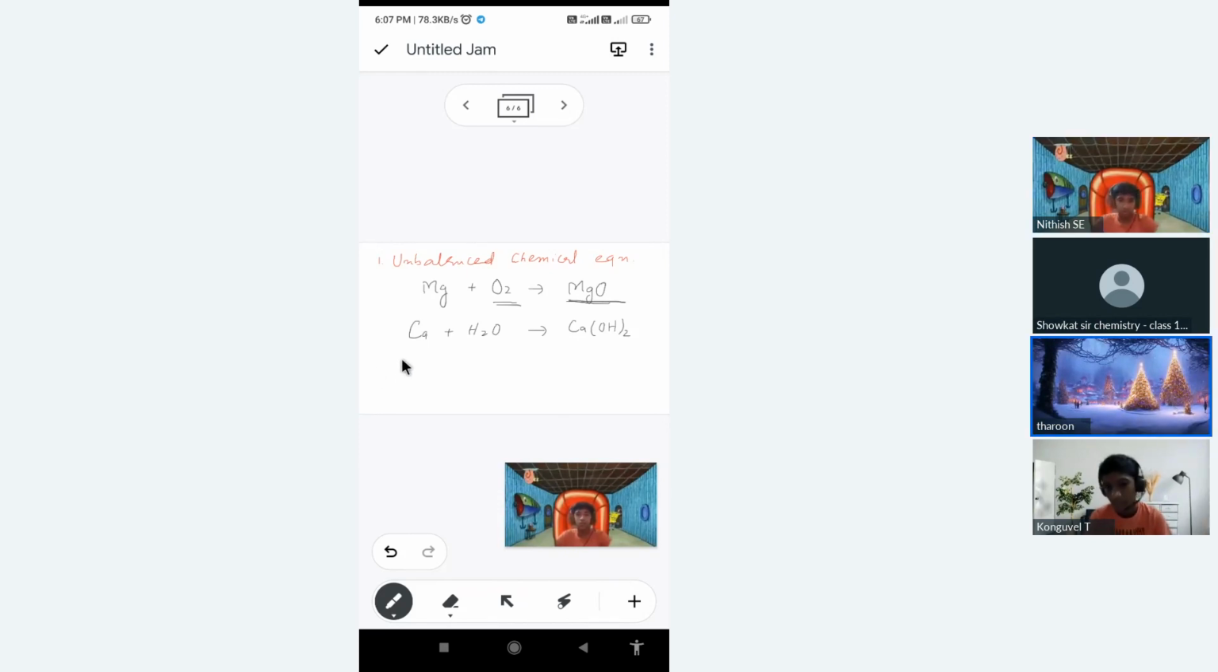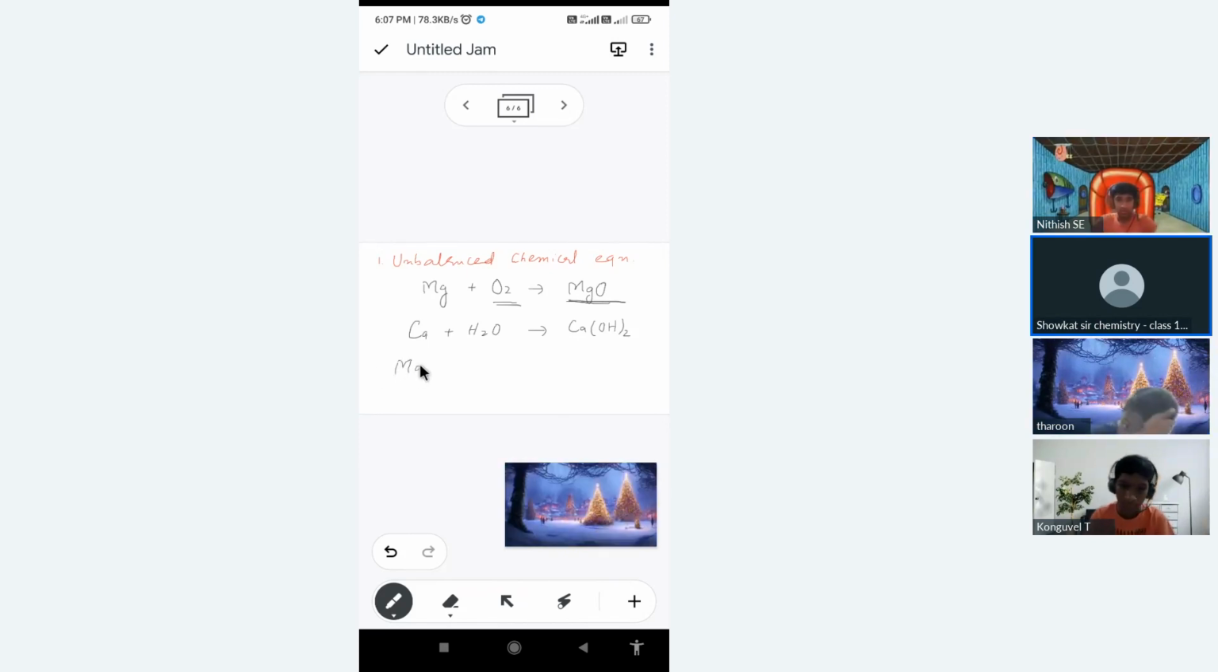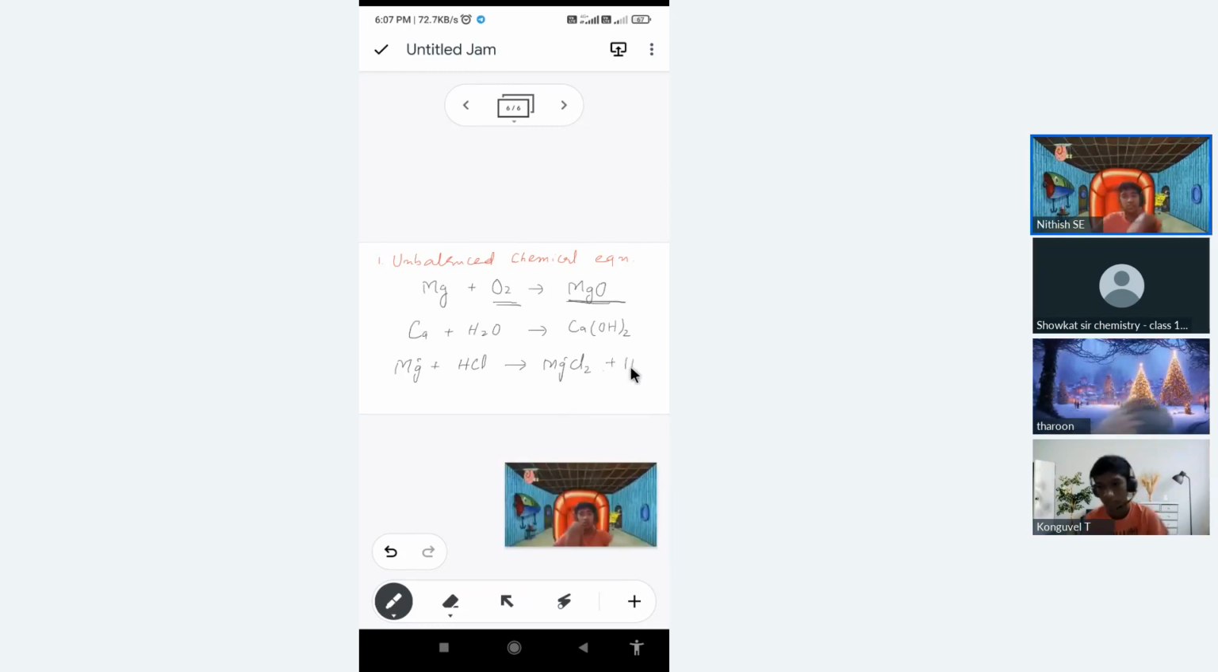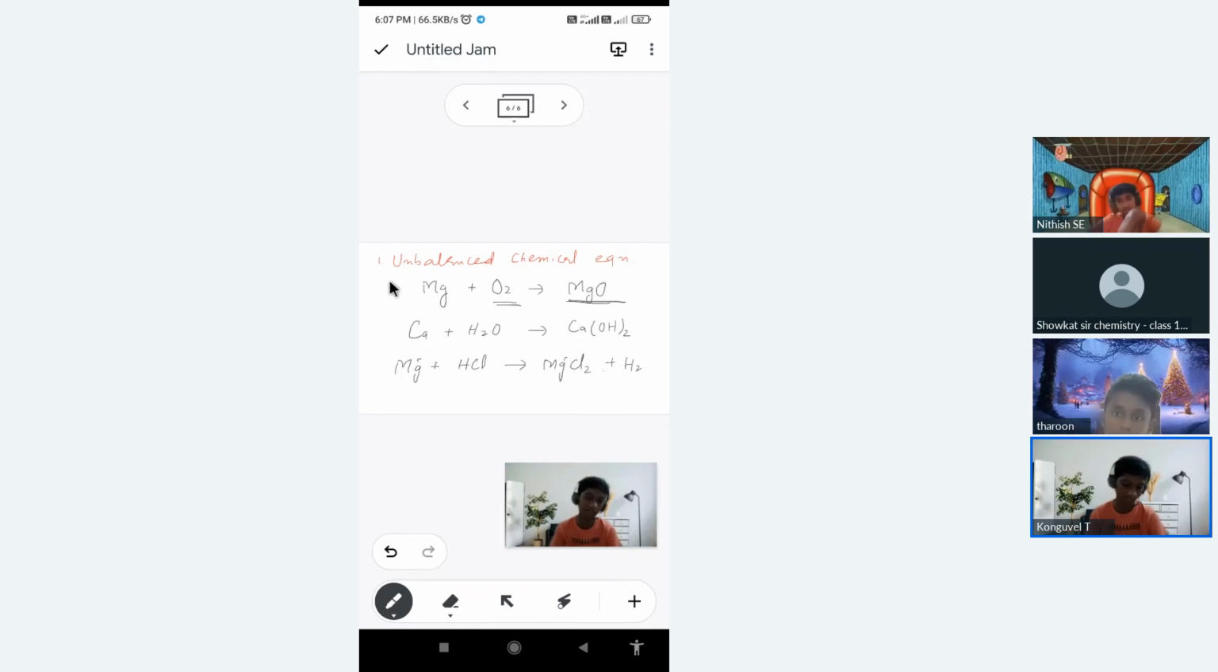Now, can you tell me, is this reaction balanced or unbalanced? Magnesium reacts with hydrochloric acid. It forms magnesium chloride plus hydrogen. Chlorine is not balanced. Hydrogen is also not balanced. You have to put 2 before HCl. So that means these reactions are unbalanced reactions.